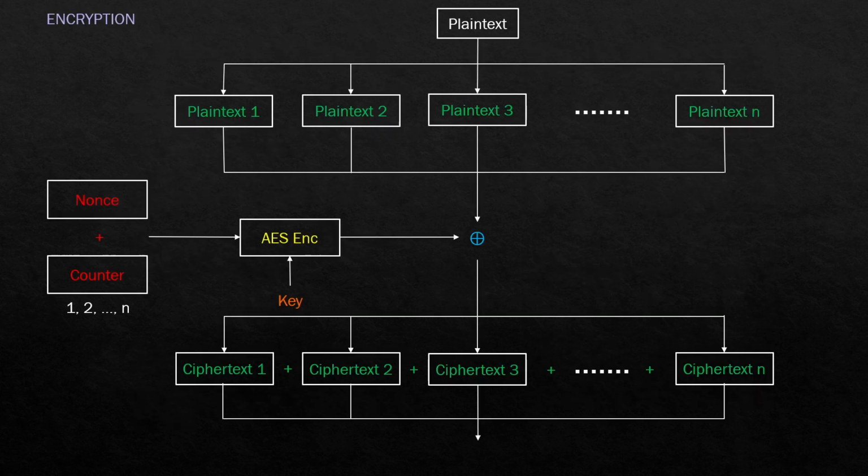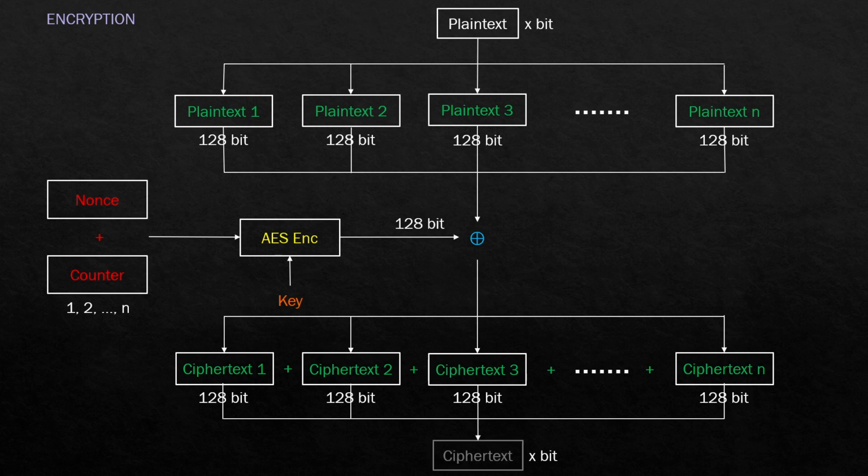A bigger view of it will be like this. The original plaintext will be broken down into plaintext blocks. Every plaintext block contains 128 bits. It is then XOR with the output from the AES encryption, which also contains 128 bits. After that, it produces the cipher text blocks. Every block also contains 128 bits. All the cipher text blocks will then be combined and result in the whole cipher text.